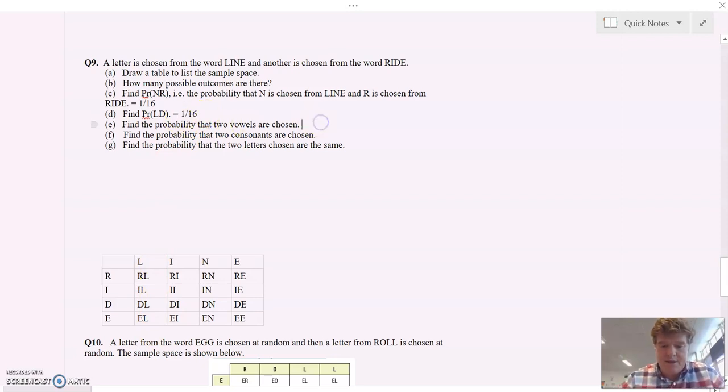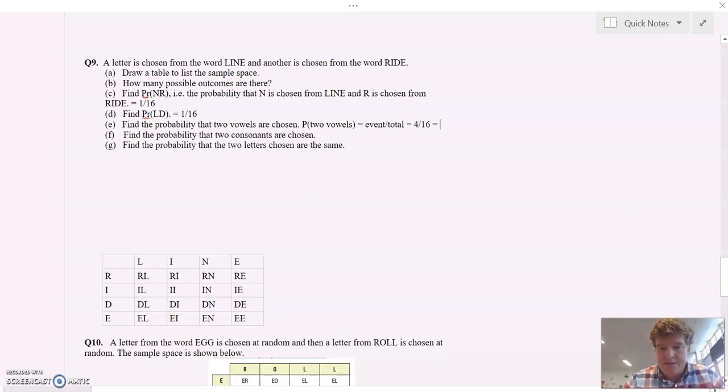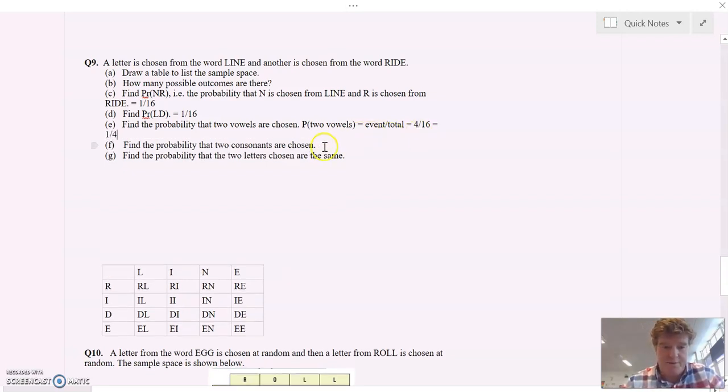Okay, the next one becomes a little bit more interesting. Probability of 2 vowels. Remember, always our rule, it's the event divided by the total. So how many examples have 2 vowels here? EI does, EE does, and IE does, and II does. So I think there are 4, 2, 3, 4 that have the 2 vowels. 4 out of 16, and we can divide both the top and bottom by 4. 1 divided by 4 is the best way of writing that.